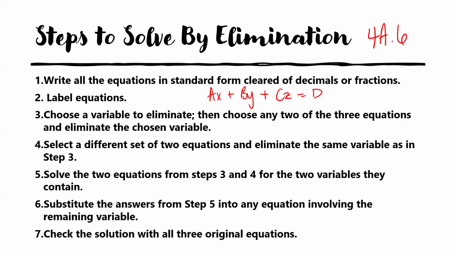Choose a variable to eliminate. Then choose any 2 of the 3 equations and eliminate the chosen variable. Then we're going to select a different set of 2 equations and eliminate the same variable as in the first step, step 3. Then you're going to solve the 2 equations from step 3 and 4 for the 2 variables they contain. You're going to then use substitution, and this is where we go back to substitution, by substituting the 2 variables into the equation and solving for the remaining variable, and then check your solution.